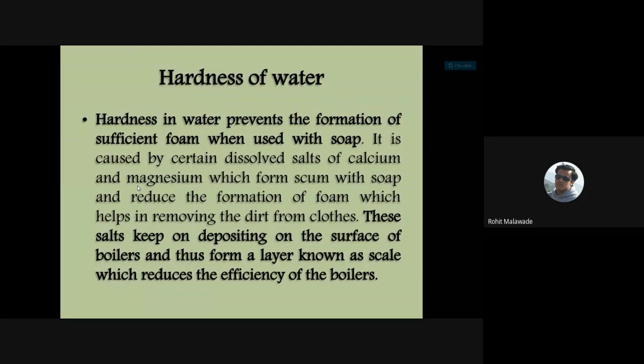Now, whenever you have hard water, it is going to give you a couple of kinds of problems, such as the food that has been prepared with hard water will be less tasty.